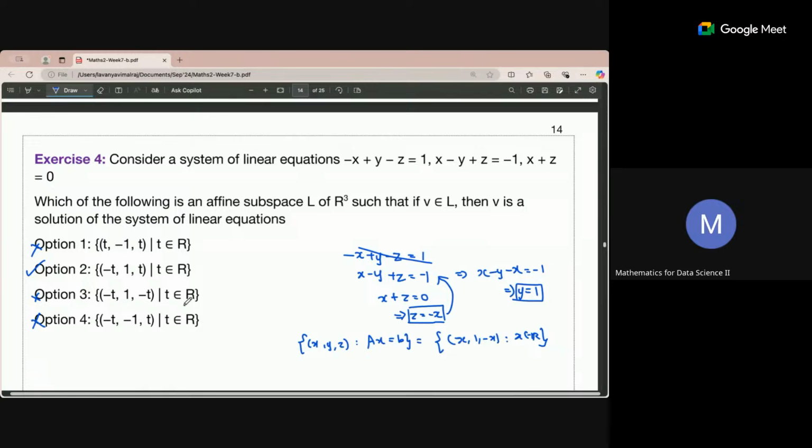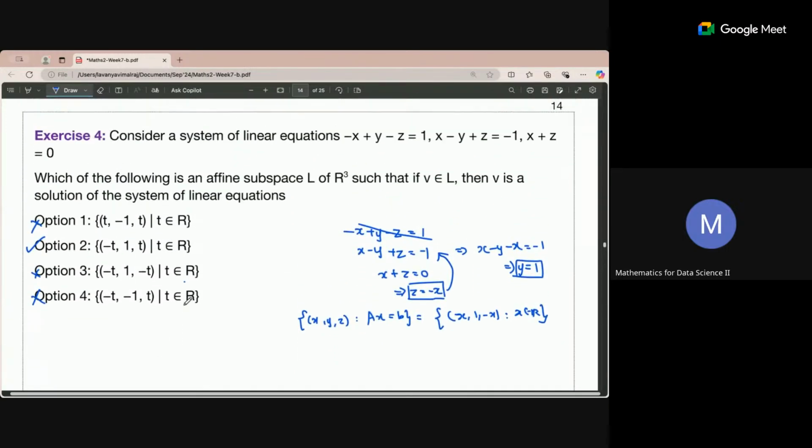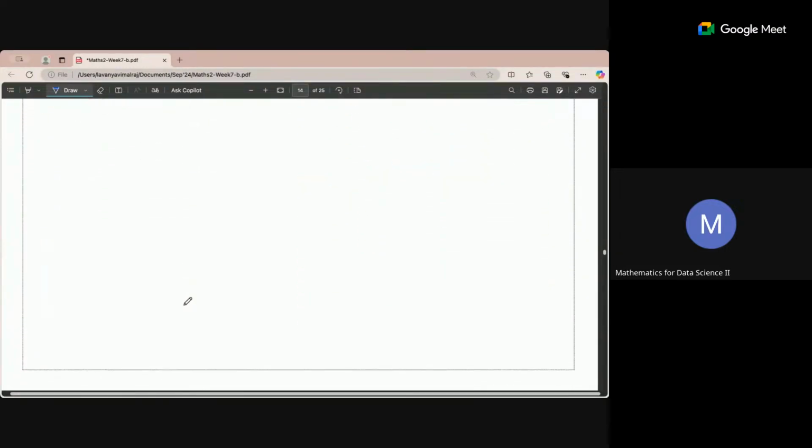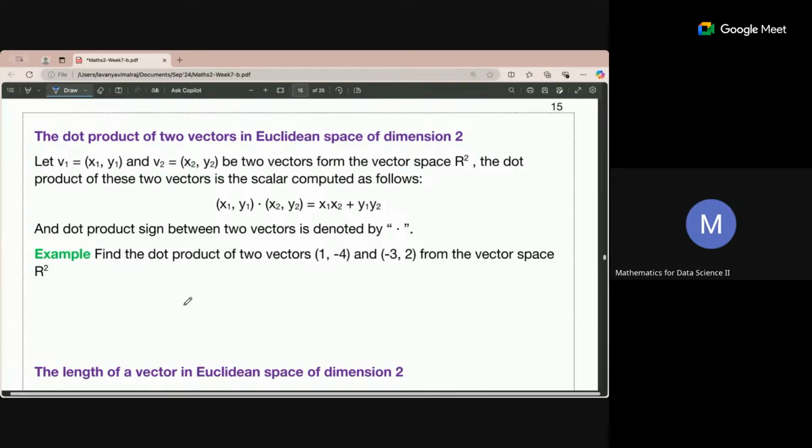Okay, so I guess we are done with the affine subspaces part. For affine subspaces and affine mapping, whatever we have done in class, that is clear to everyone, right? Okay, fine. So the next concept to introduce is inner product spaces.